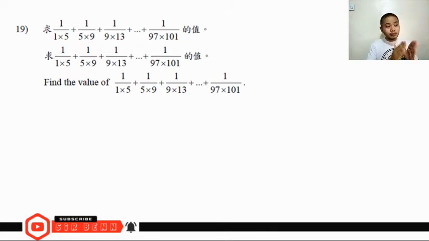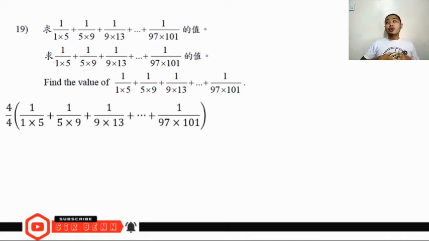So I'm going to multiply this expression by 4 over 4. 4 over 4 is 1, right? So we are not actually changing the value of this expression. We are just simply multiplying this expression by 1, applying the identity property of multiplication. Any number multiplied by 1 is the number itself. So again, we are not changing the value of that expression.